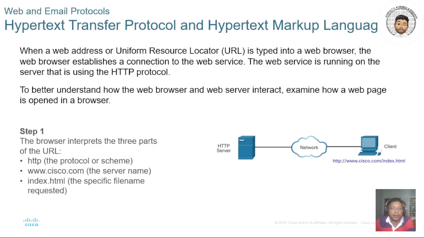To better understand how the web browser and web server interact, let's look at how a web page is opened in a browser. When you want to open a web page, you have to enter the URL: HTTP, then the server name, which in this case is cisco.com, and then index.html, which is the specific file name requested at the server, which might be the front page of the web page itself.